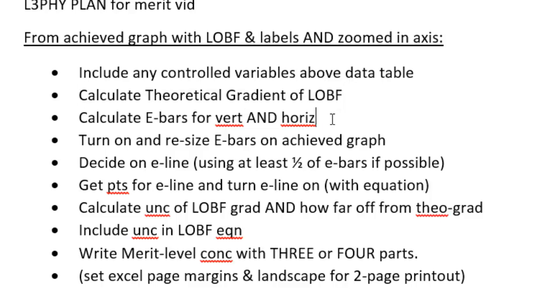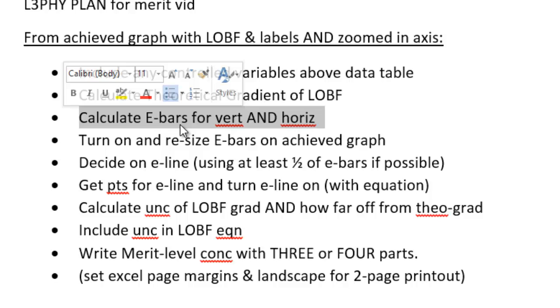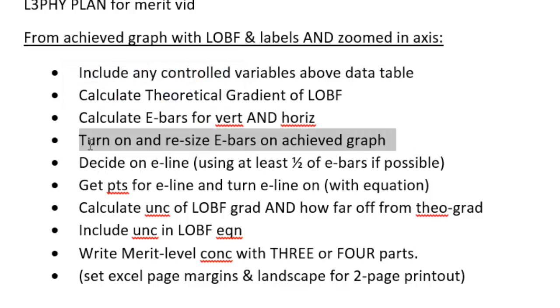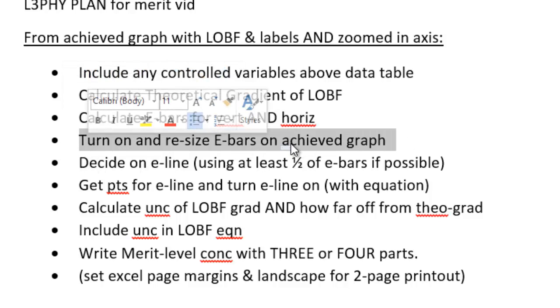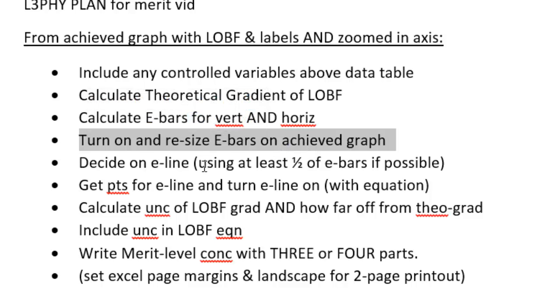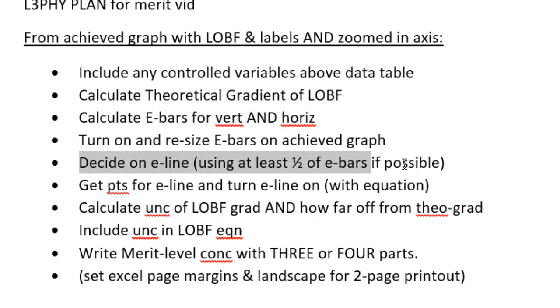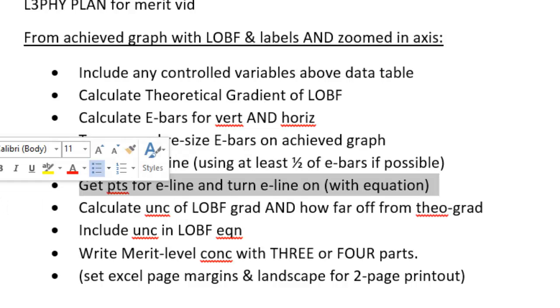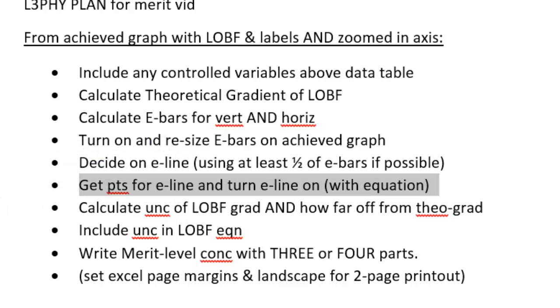Then it gets a little bit crazy, so hang on. We get to calculate these things called error bars. Then we get to turn those error bars on, make sure they're working correctly. Then we get to draw the error line using about half of the error bars if we can, okay? Then we get some points for our error line, okay? The error line is always a bit tricky in a merit graph.